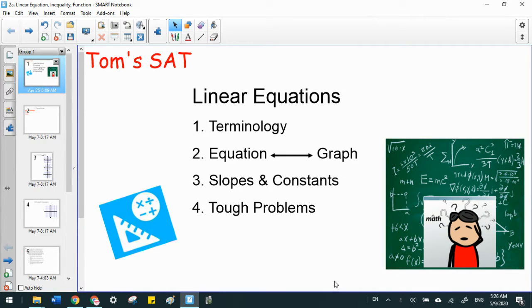I'm Tom, and today we're going to go over the concept of linear equations. We're going to go through part one of linear concepts today. First, we're going to talk about terminology, and then we're going to hit some equations and graphs, and then we'll talk about the relationships that slopes have and constants have, and how they affect your equation and your graph, and how to use this knowledge to our advantage when going through the SAT problems.